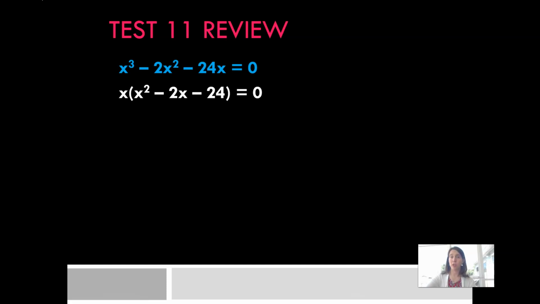To help you fill in those two parentheses, what can you multiply to get your 24, and you can add together to get the negative 2? That would be a positive 4 and a negative 6. Notice the x is still in the front of the parentheses, so that didn't change at all. I have my x plus 4 and my x minus 6 from the factors of our quadratic part of the question. So 4 minus 6 was negative 2, and 4 times negative 6 was negative 24.